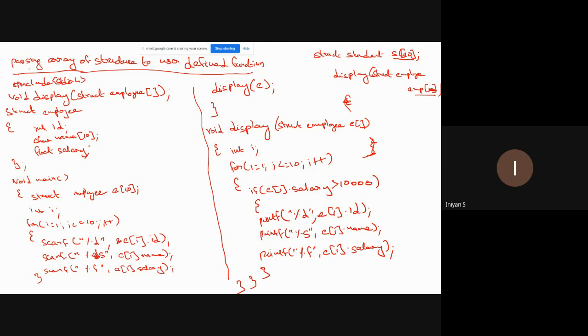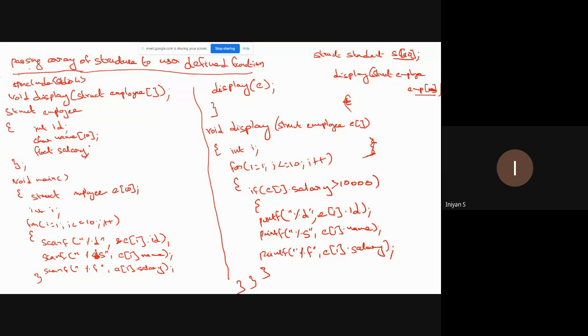Look at this program and tell me, what is this? See, this is the program. I'm getting the employee details using the structures: employee ID, name, and salary. I'm getting it from the user and then printing it. For those persons getting a salary greater than 10,000, I'm printing the employee ID, name, and salary.